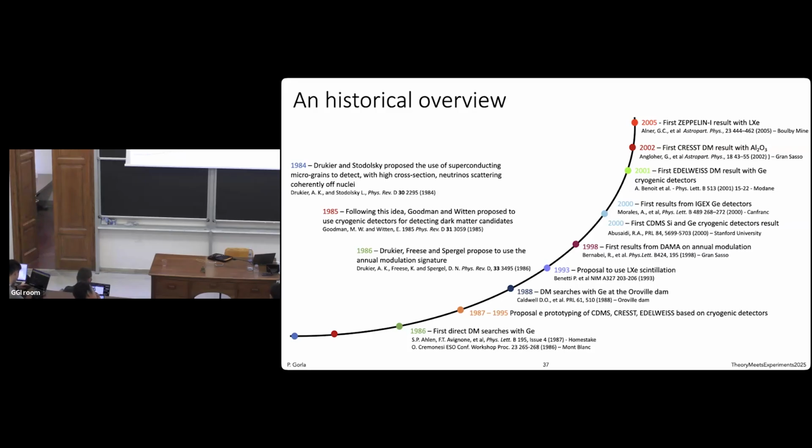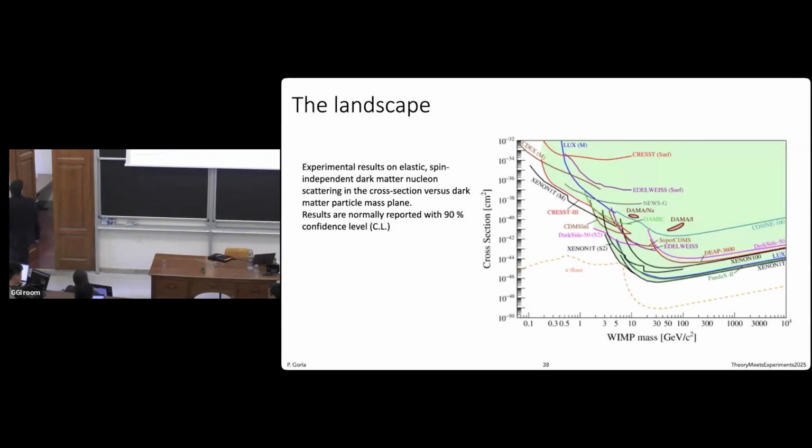But after this, in the early 2000s, cryogenic crystals still had the lead in the field, but from 2010, the XENON10 experiment and all the other dual phase TPCs became the leading technology, at least for heavy dark matter.